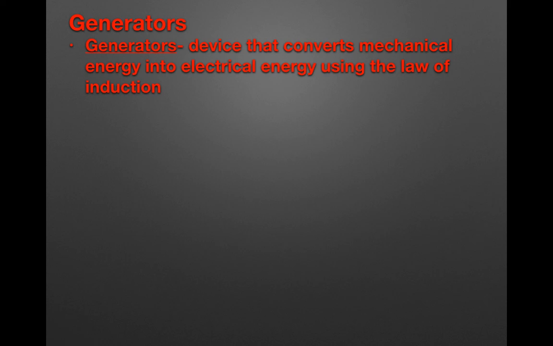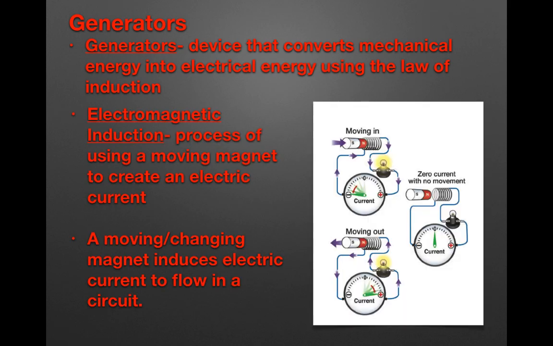Generators. So that's a thing that we talked about earlier that is making electricity for us. So generators are devices that essentially do the exact opposite of what a motor does. Whereas a motor takes electrical energy and turns it into mechanical energy, generators do the opposite. So they take mechanical energy and turn it into electrical energy. So motion into electricity, and they use the law of induction or electromagnetic induction.